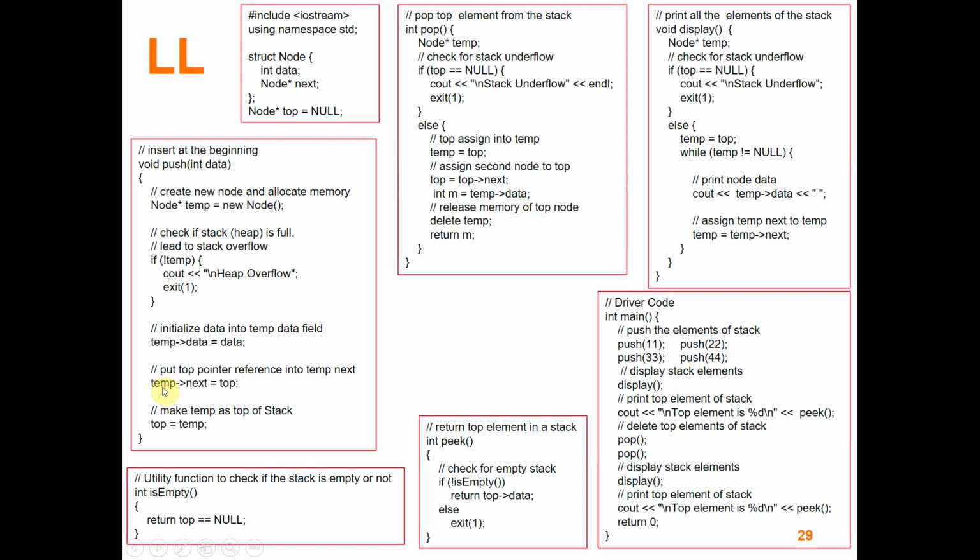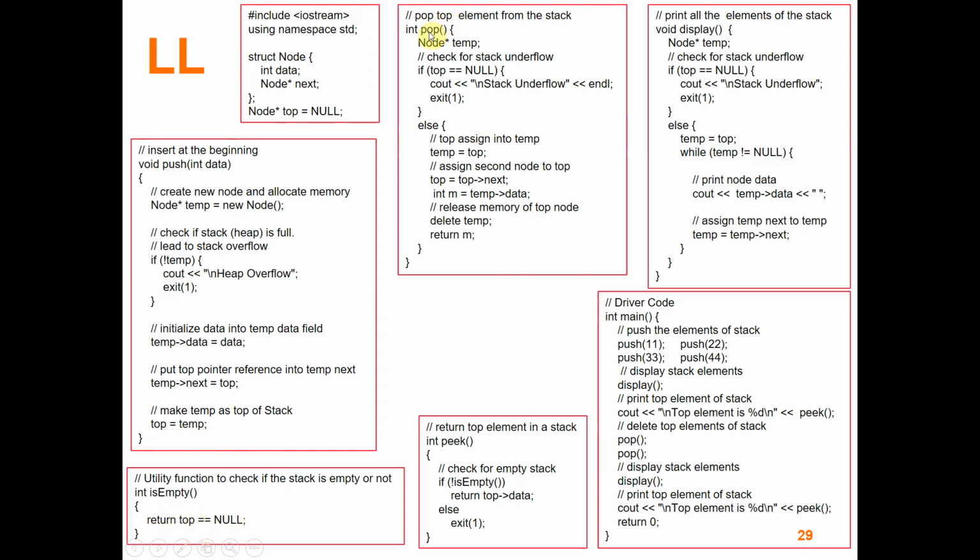We make the pointer of the newly allocated node point to the previous top of the stack, and then we change the top to temp, as mentioned in the previous video. The isEmpty function is pretty straightforward. If top is equal to null, it's going to return true. Otherwise, it's going to return false.